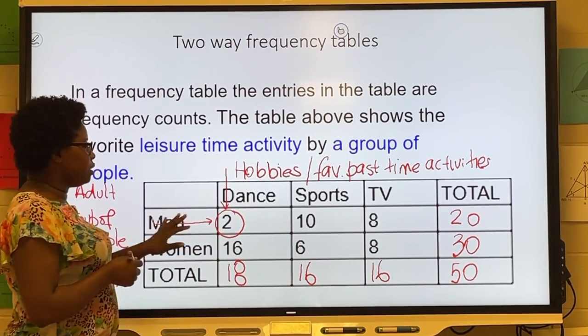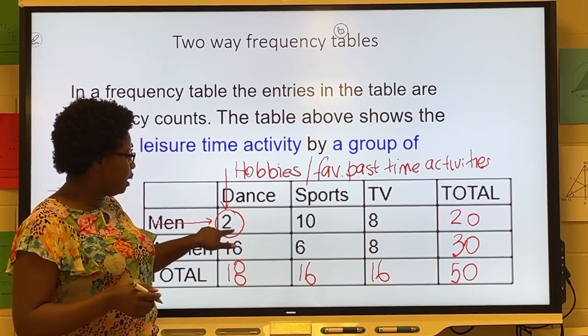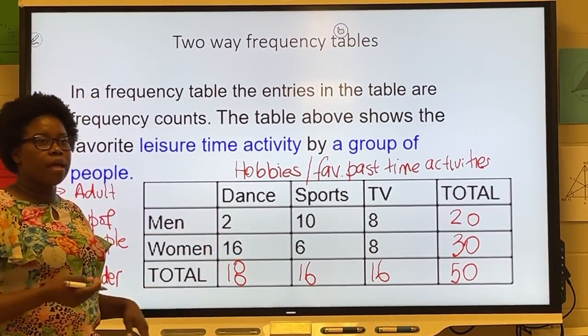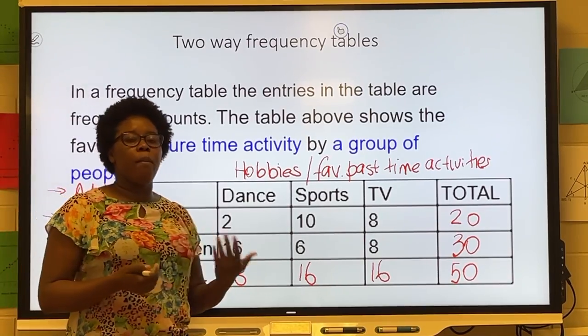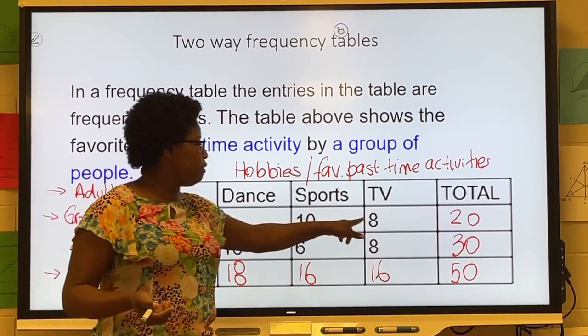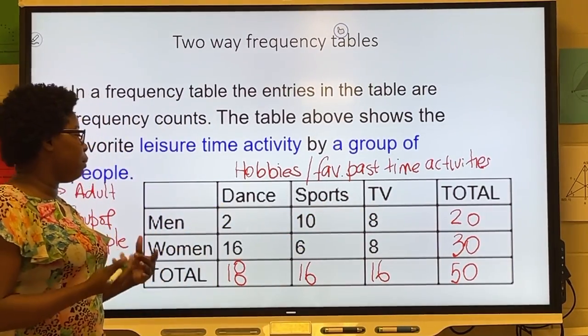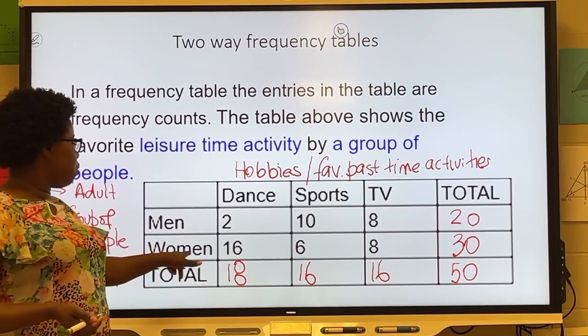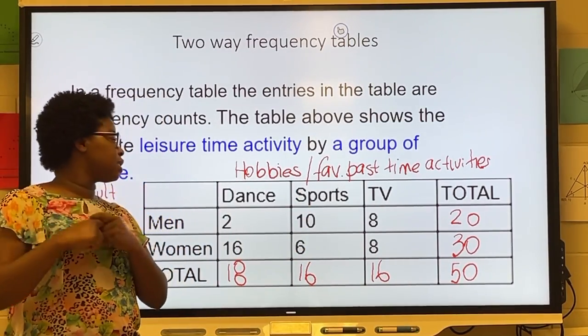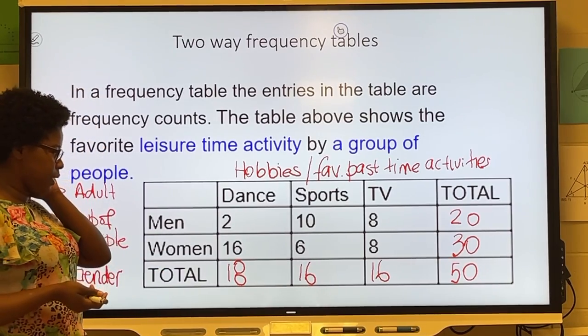Once you know what these numbers represent, you can answer the how many questions that may be asked. For example, how many men watch TV? Men who watch TV would be 8. How many women like sports? Women liking sports would be 6. So where they combine is considered to be your joint frequency.